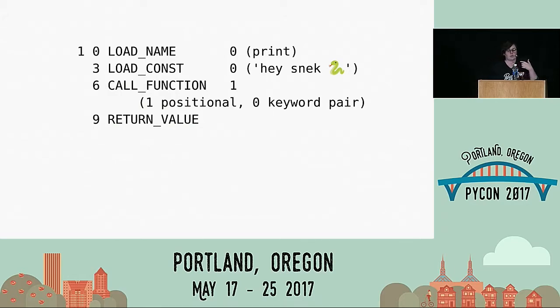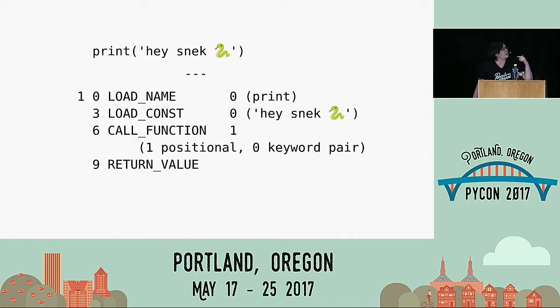But using the disassembler, the dis module, we can pretty much read what's going on here. So if we take a copy of what we had in our code and compare it to the bytecode, we have line 1, which is our print statement. We load a name, which is print. We load a constant, which is the string, hey Snek, and then we call the function using the first positional argument, which is the string, and no keyword arguments. And then we return a value.